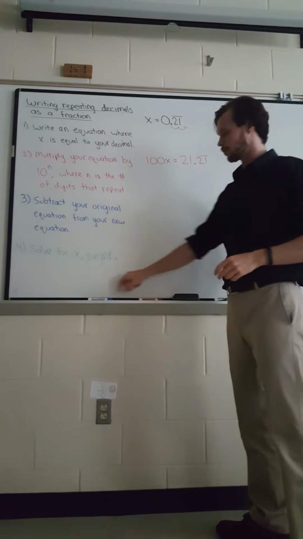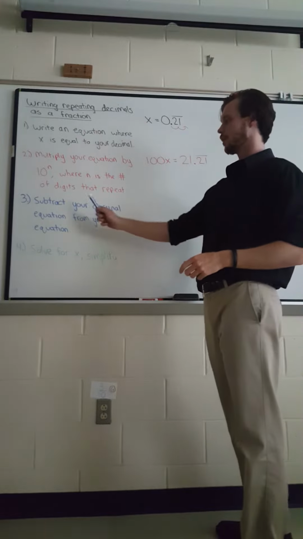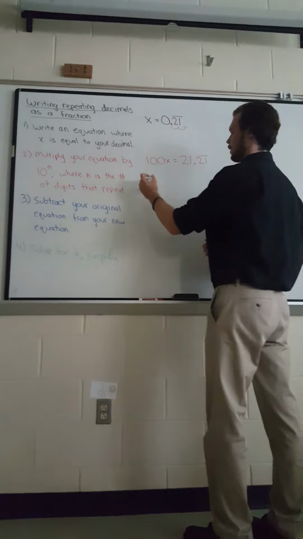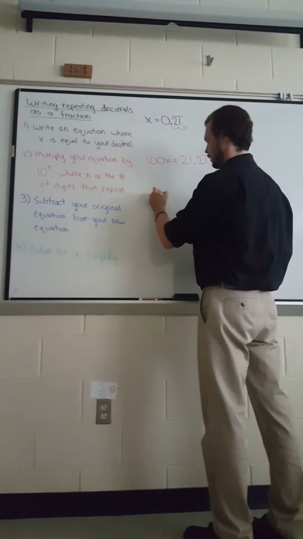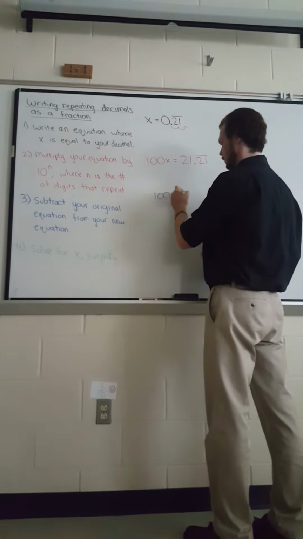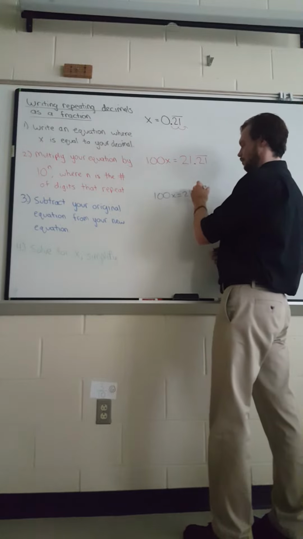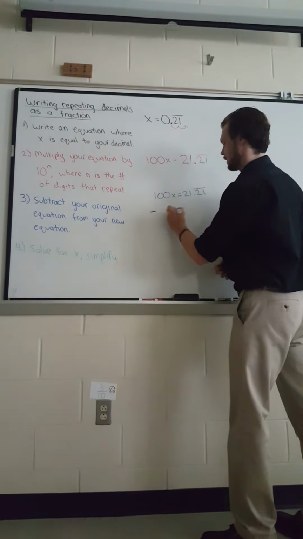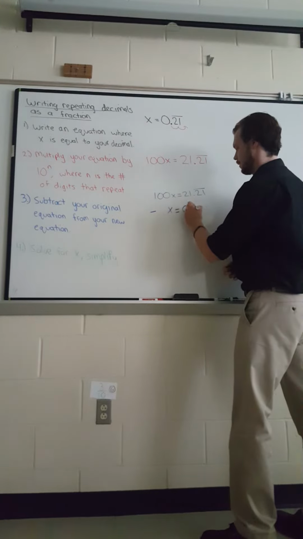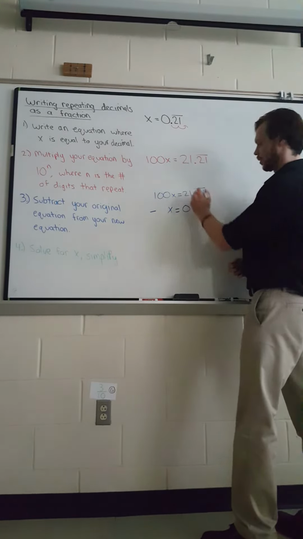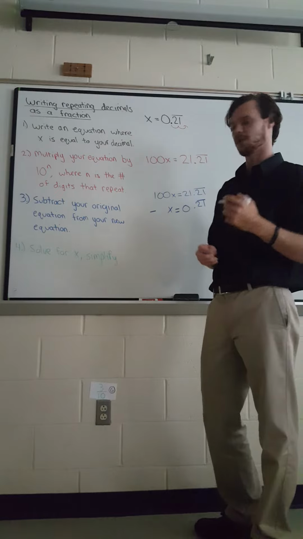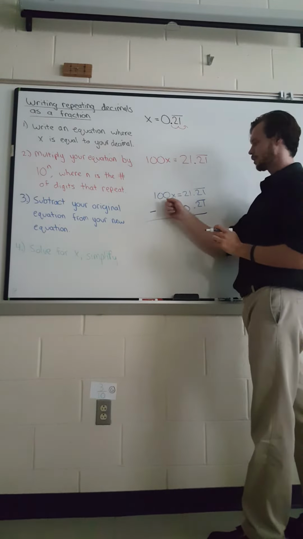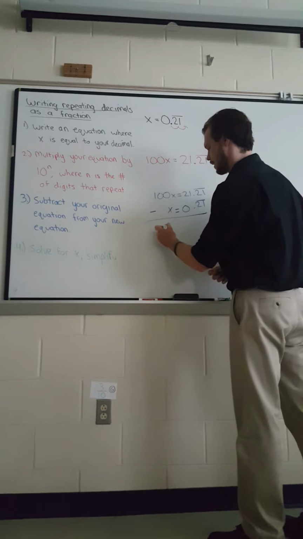From there, the process is the same as before. Subtract original equation from new equation. So, I have 100x equals 21.21 repeating, minus my original, which is x equals 0.21 repeating. Remember to line up your decimal there. It's always going to make it easier for you. Subtract on the left-hand side. 100x minus x is 99x.